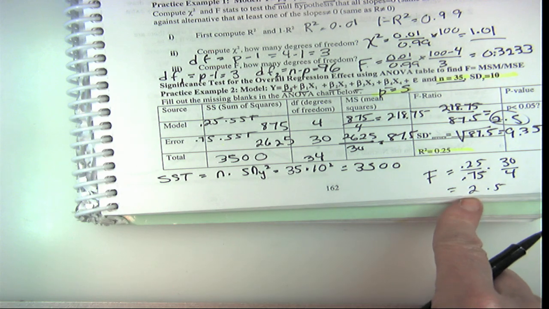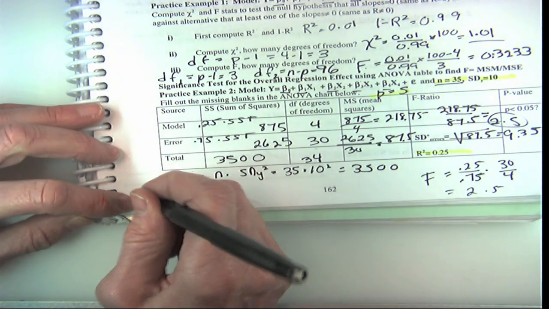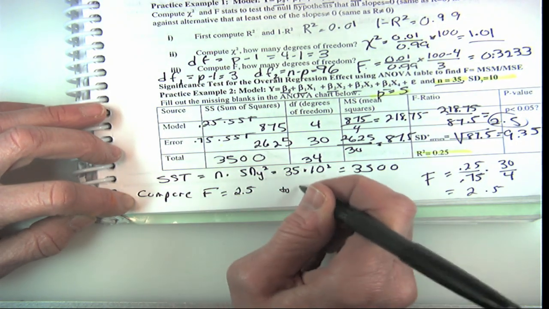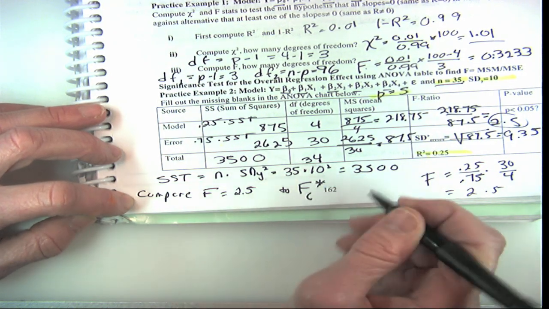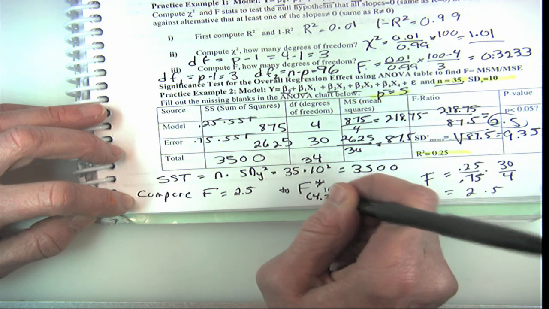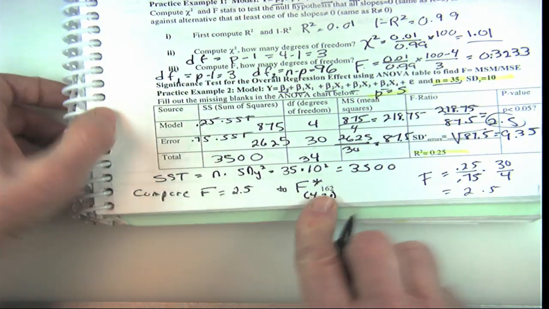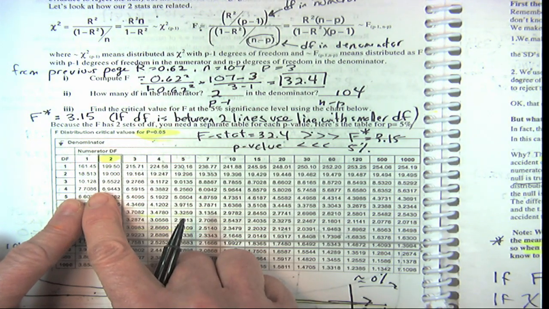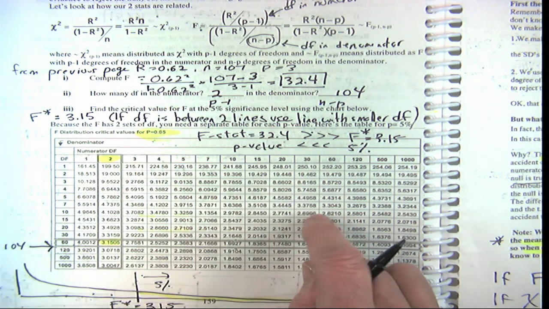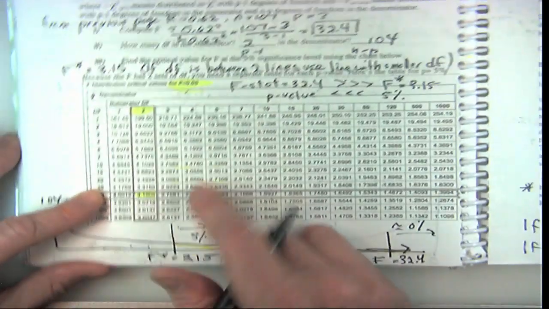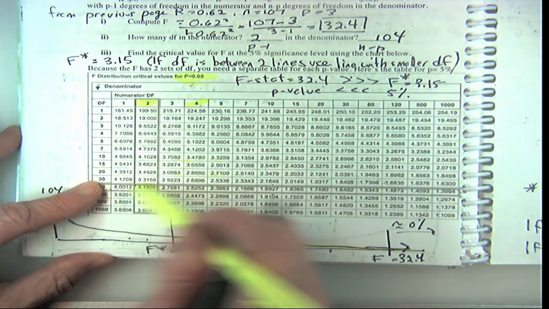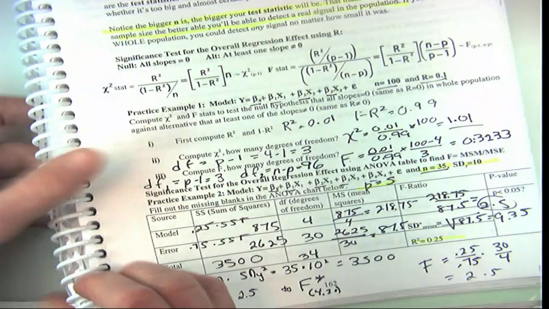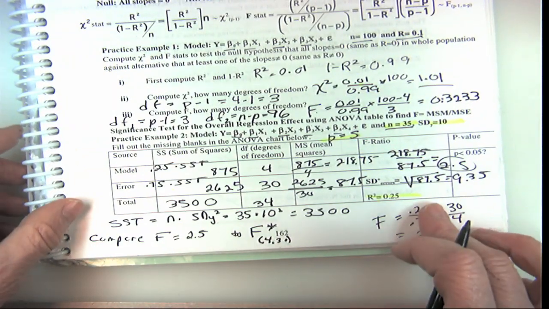And we'd have to compare this to the critical value. So you'd say compare F equal to 2.5 to F star. And how many degrees of freedom is it? 4 and 30. And we could just look at that, 4 and 30 on the table. Is that right? No, here's 30 and 4. 4 and 30. 2.69. So we're going to compare to 2.69.